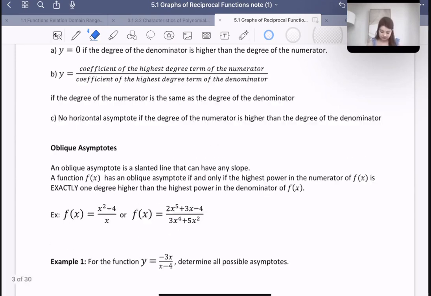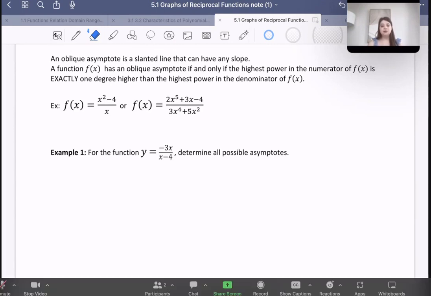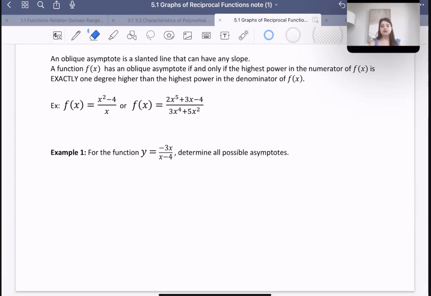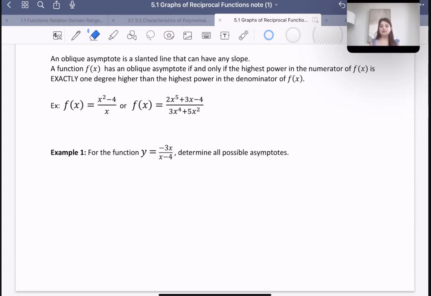Very good. Okay, so let's get into some examples here. This first example says determine all possible asymptotes for this function. So let's start with vertical asymptotes. What would the vertical asymptotes be here? There would just be one. It would just be that x is equal to 4, right?